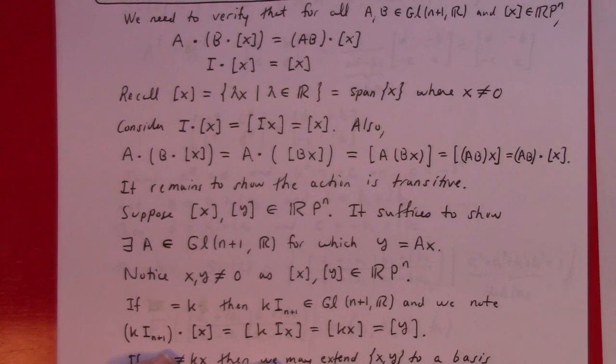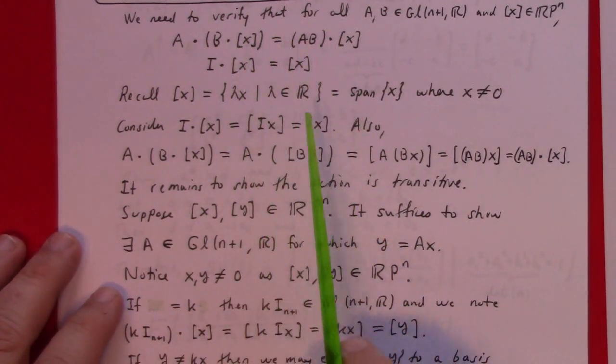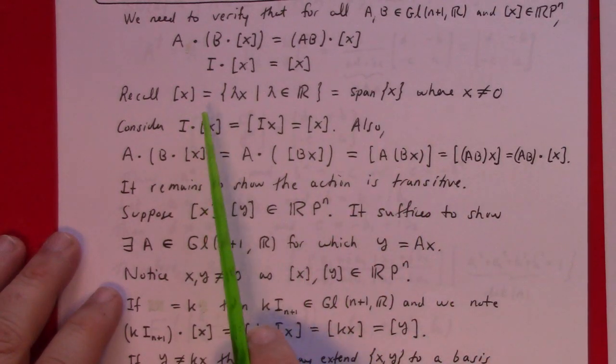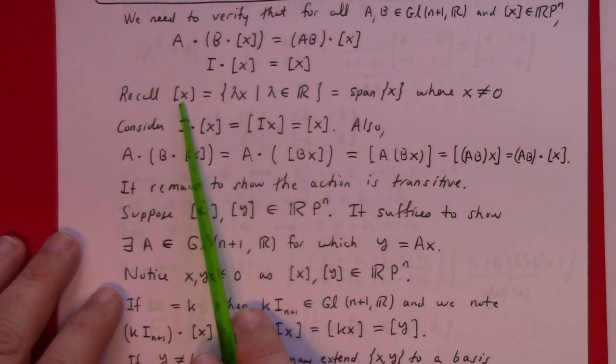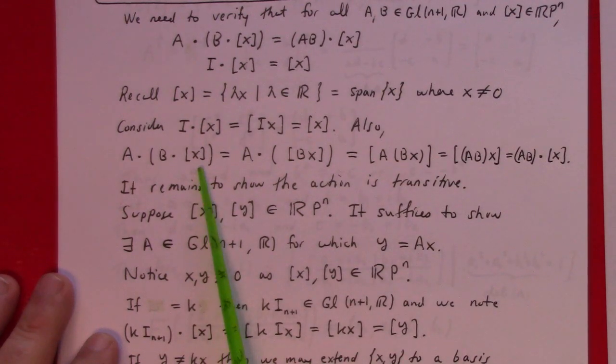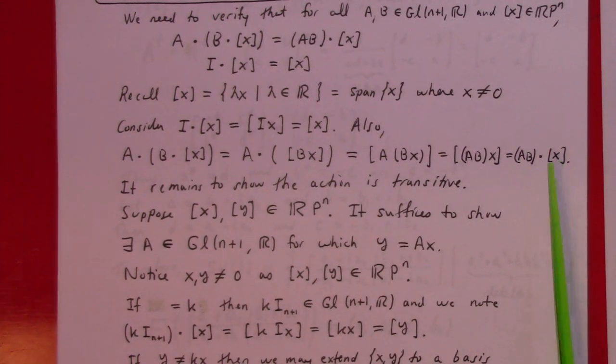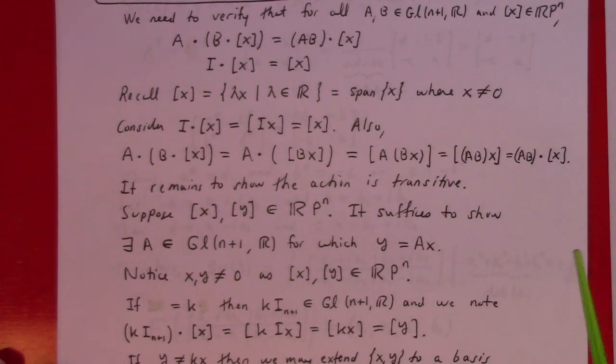The proofs are just calculations, really, not much to say here. So first of all, this is the line with direction vector x, right? That's what the points are in RP^n. So if we take the identity matrix, we get back x. If we look at a acting on b acting on the line with direction vector x, we get ab acting on the line with direction vector x. So it satisfies the basic axioms.